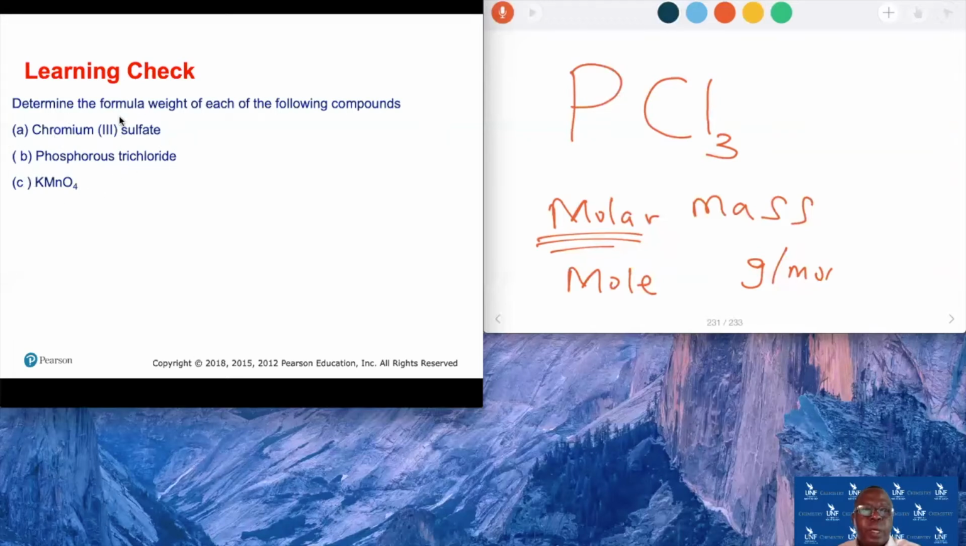Here, there are two ways you can be tested. Either you are given the chemical names and you are expected to translate to the chemical formula so that you can relate to atomic masses on the periodic table, or you are given the chemical formula and all you are asked is to look at the periodic table and add the atomic masses of the elements involved in the chemical formula. It's straightforward. I'll give you the periodic table, okay?